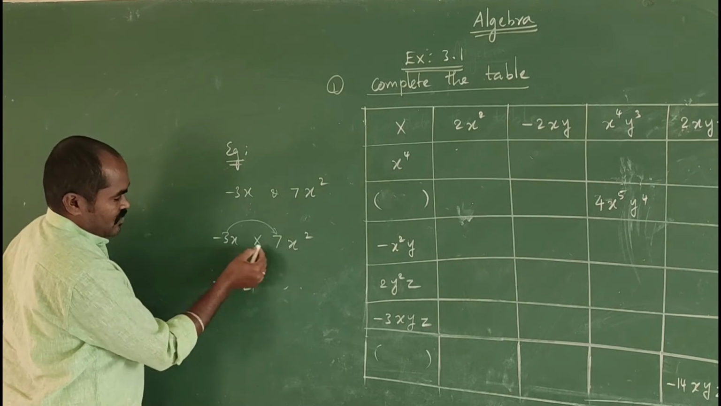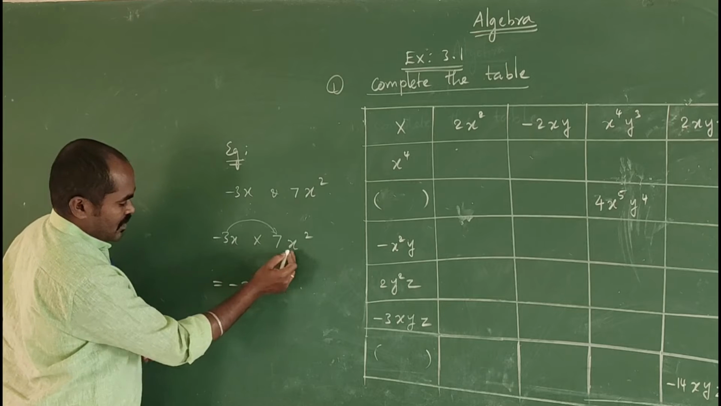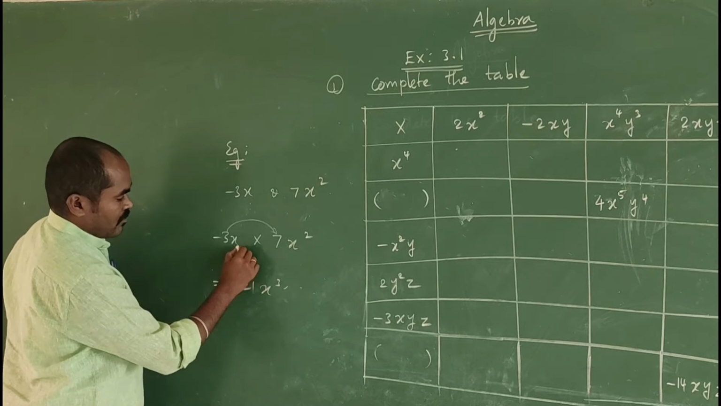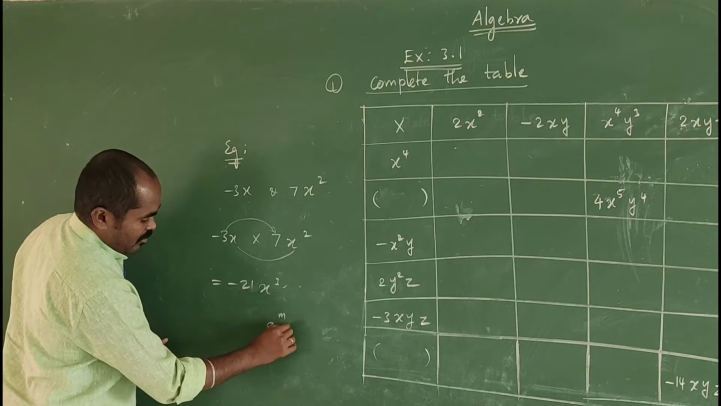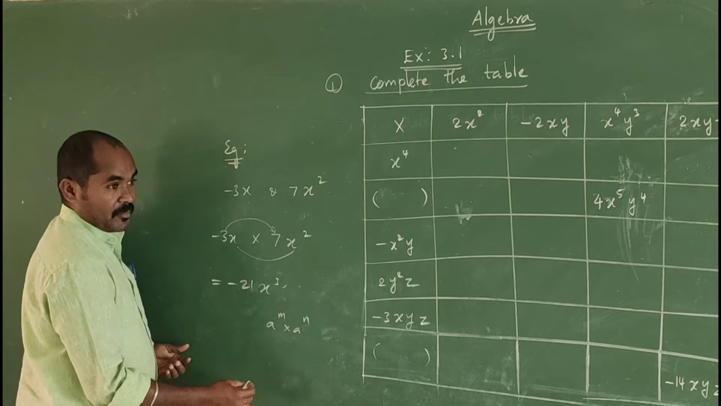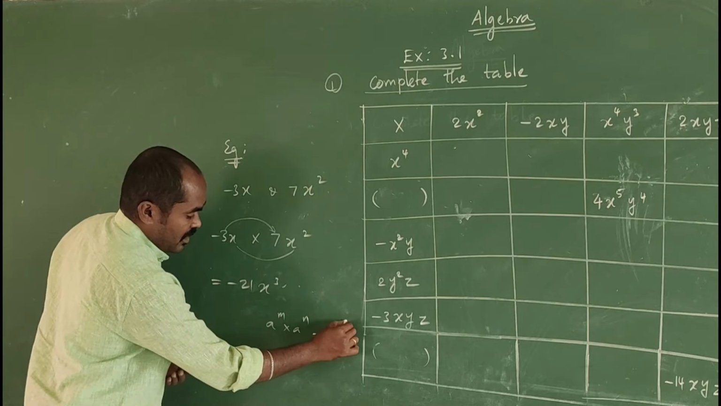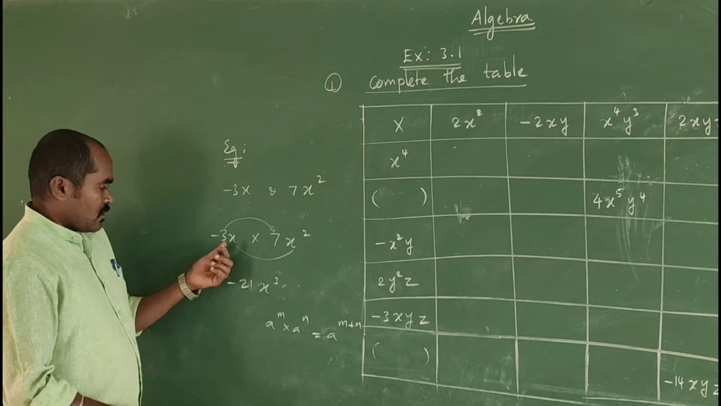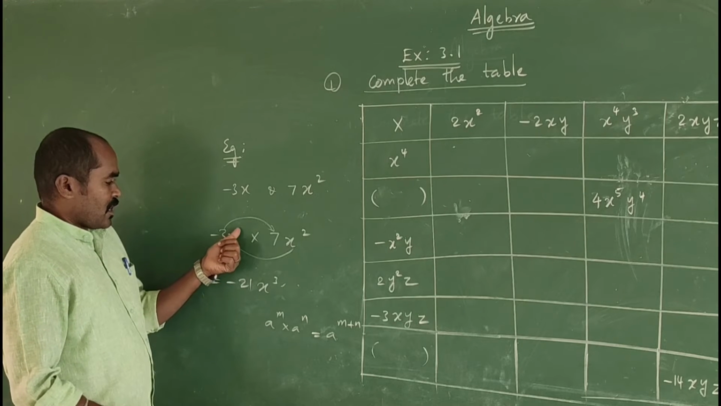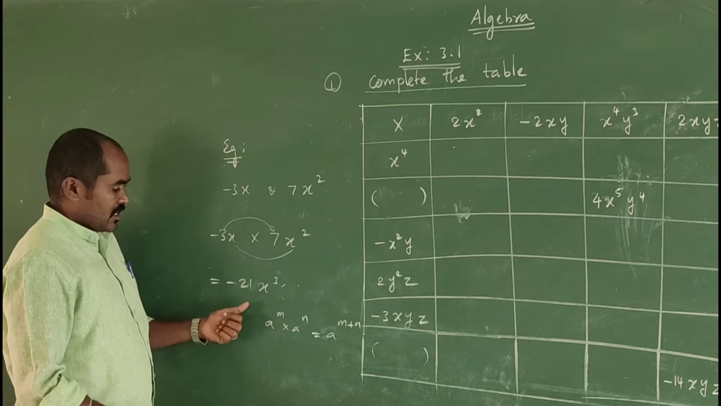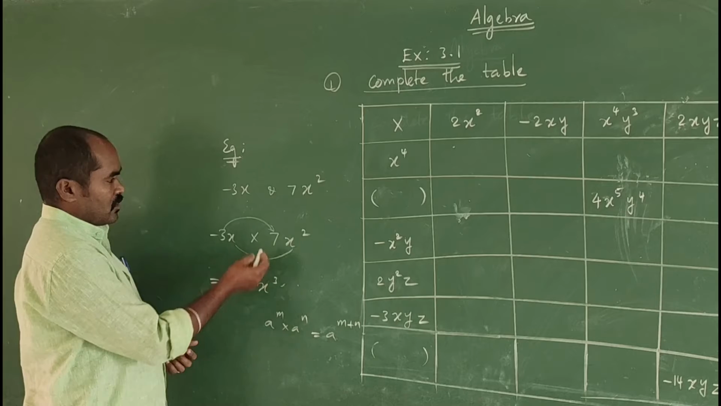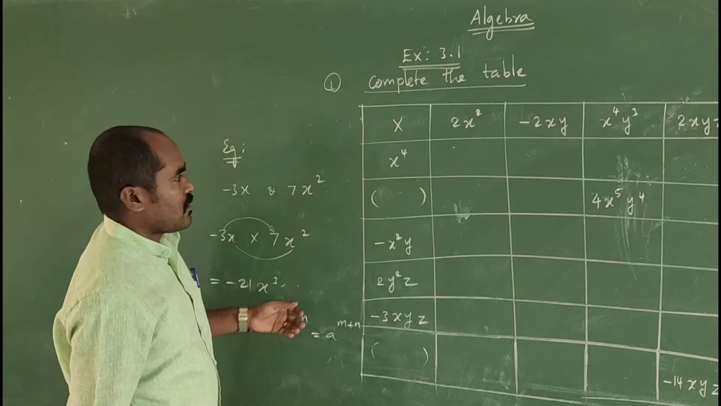Last one is variable multiplication. x into x square. You know x into x square is x cube. Here we use a power m into a power n formula. Exponent law: a power m into a power n is a power m plus n. So use this formula. x power 1 into x power 2 is x power 3. So use this idea, we solve this.